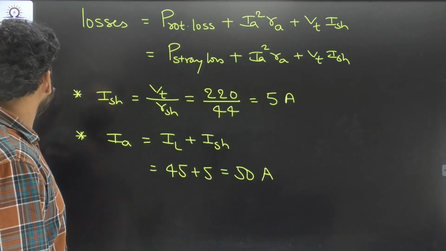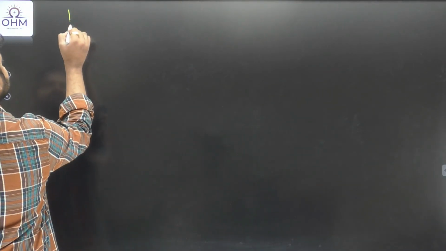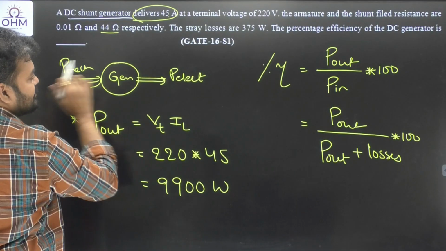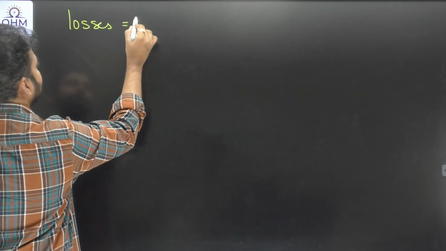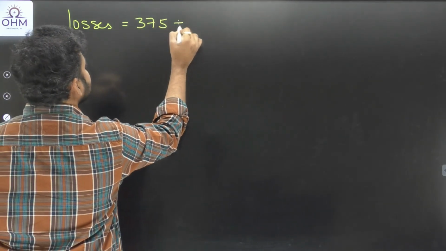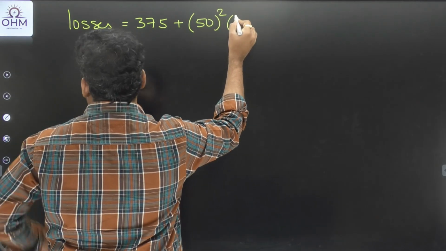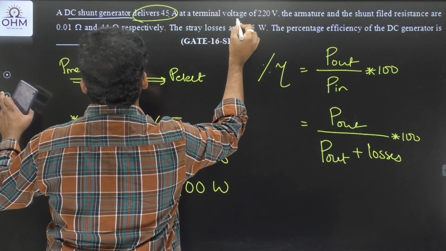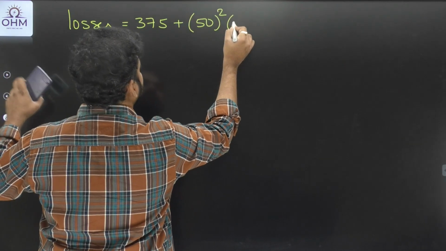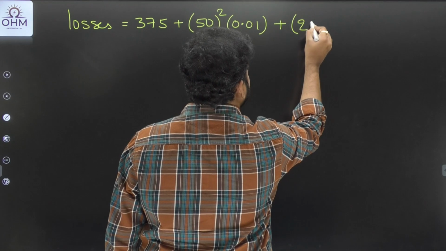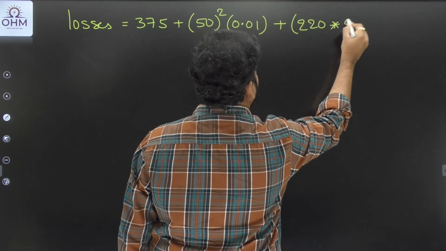So calculate all the losses now. Losses means first stray load loss. How much is given stray load loss? 375. Armature copper loss, that is Ia square into Ra. What is the Ra value, guys? In the question it was mentioned 0.01, right? 0.01. Shunt field copper loss, Vt into Ish, 220 into 5.